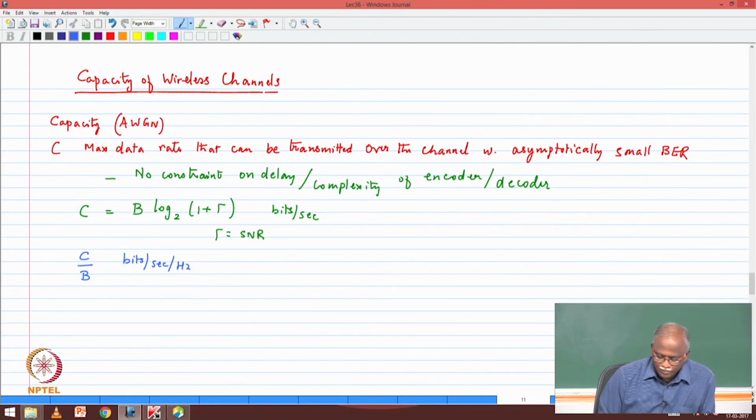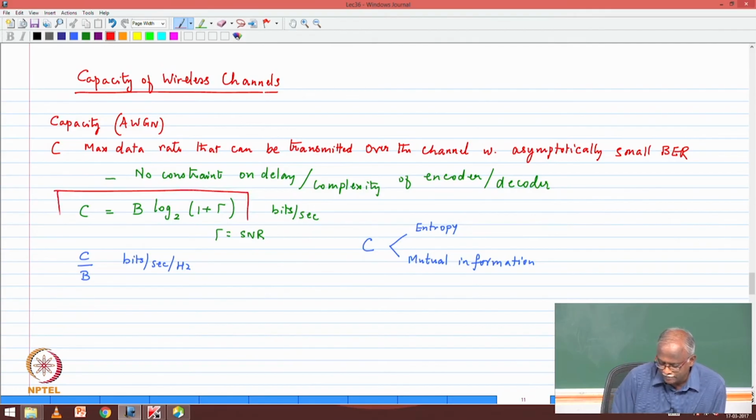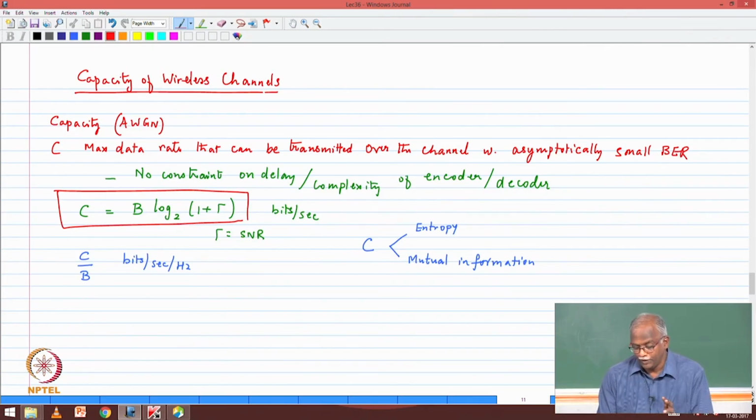Again, the derivation of the capacity involves two quantities. One of them is the entropy. The derivation of capacity depends on the definition and understanding of entropy, and also how entropy is related to mutual information. I will assume that this part is familiar. For us the key equation that we are interested in is the capacity number.